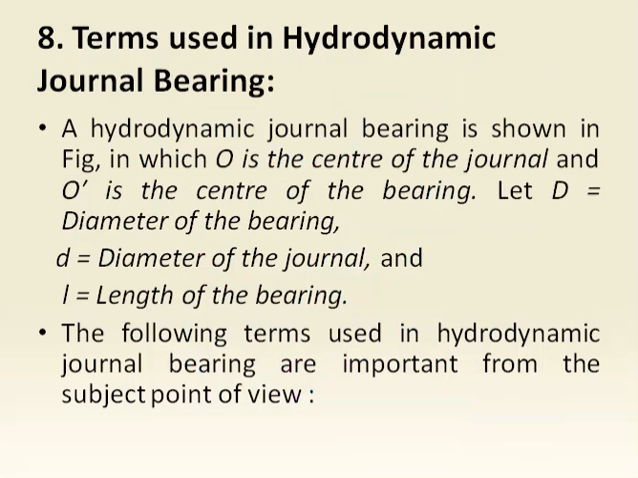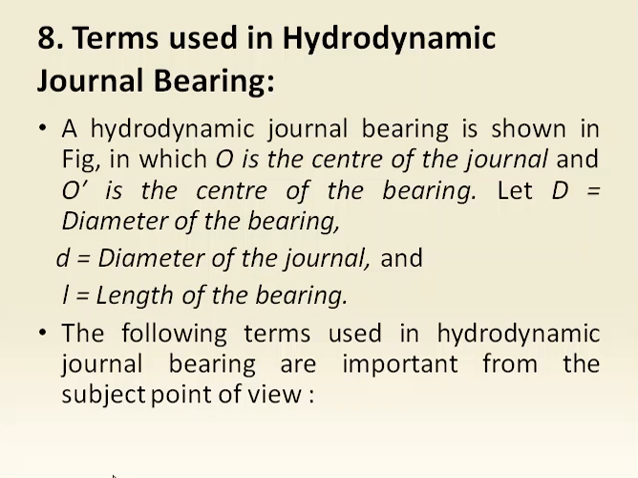Number one, a hydrodynamic journal bearing is shown in the figure. I already told you the O is the center of the journal, and O dash is the center of the bearing. Let capital D be the diameter of the bearing, and small d be the diameter of the journal. Small l is the length of the bearing. The following terms are used in hydrodynamic bearings throughout the unit.